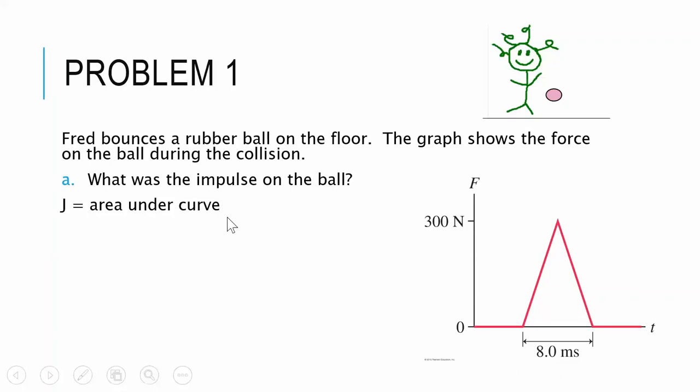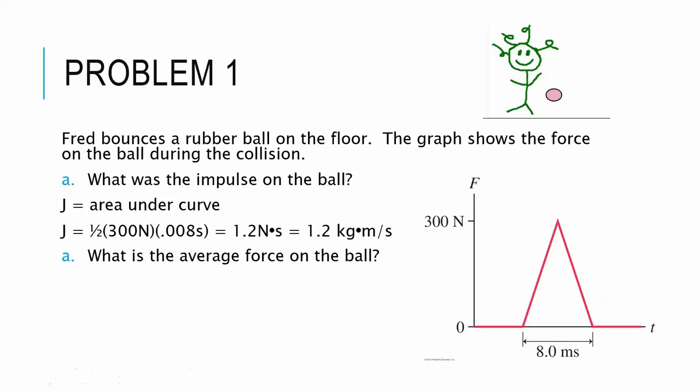So impulse is the area under the curve. So this is a simple triangle. We can use our equation for a triangle: 1/2 times height times base. It gives us 1/2 times 300 newtons times 8 milliseconds, which is 8 times 10 to the negative third seconds. That equals 1.2 newton seconds, which equals 1.2 kilogram meters per second.